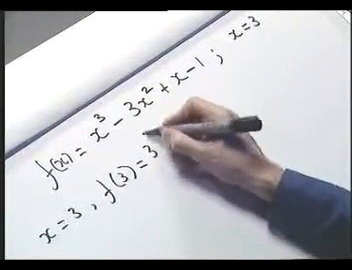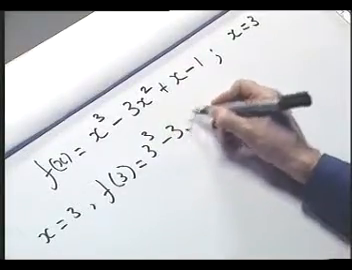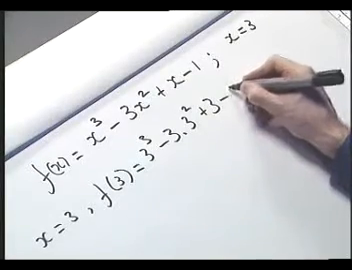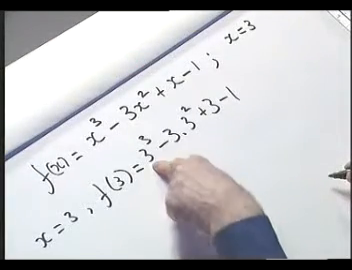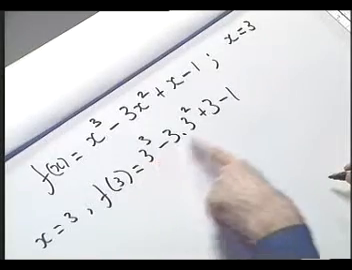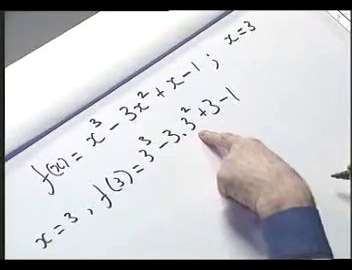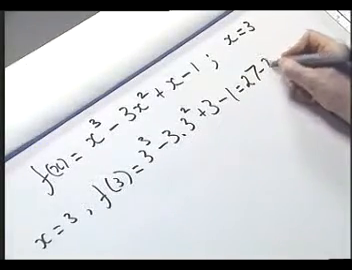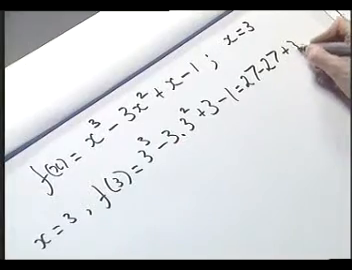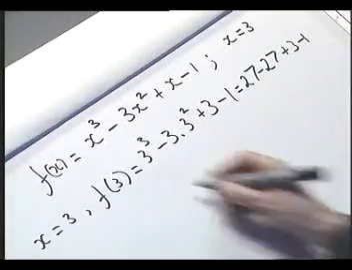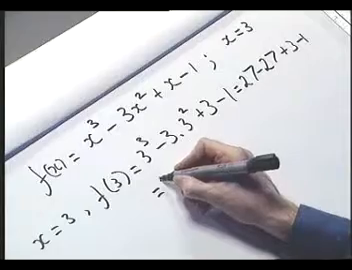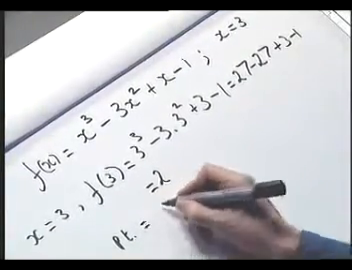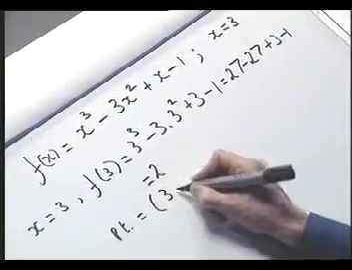So that's 3 cubed minus 3 times 3 squared plus 3 minus 1. 3 cubed is 27. 3 squared is 9, and 3 nines are also 27. So this builds to 27 minus 27 plus 3 minus 1. So altogether, we come up with 2. So the point that we're actually interested in on the curve is the point 3, 2.